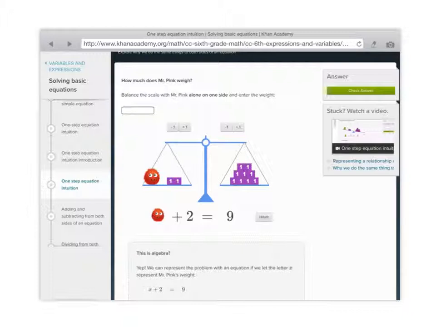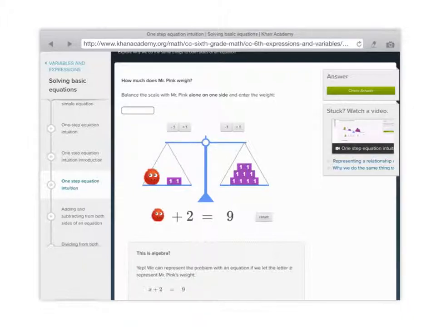We're going to look at what we reviewed from class from Khan Academy, and we have this balance, and we have Mr. Pink, and we want to get Mr. Pink alone on one side in order to find out Mr. Pink's weight. So to get Mr. Pink alone, we have to get rid of the two blocks that is with Mr. Pink.